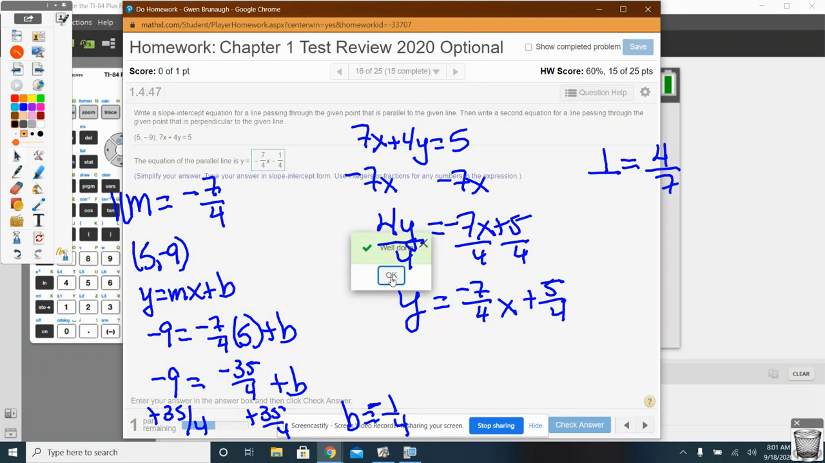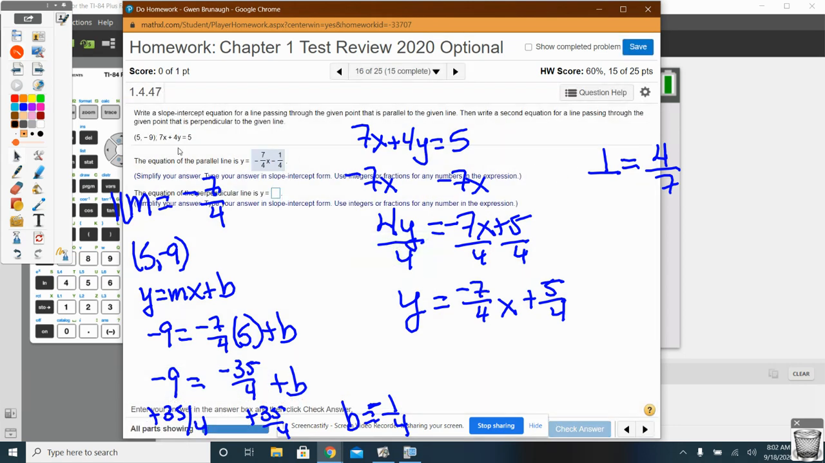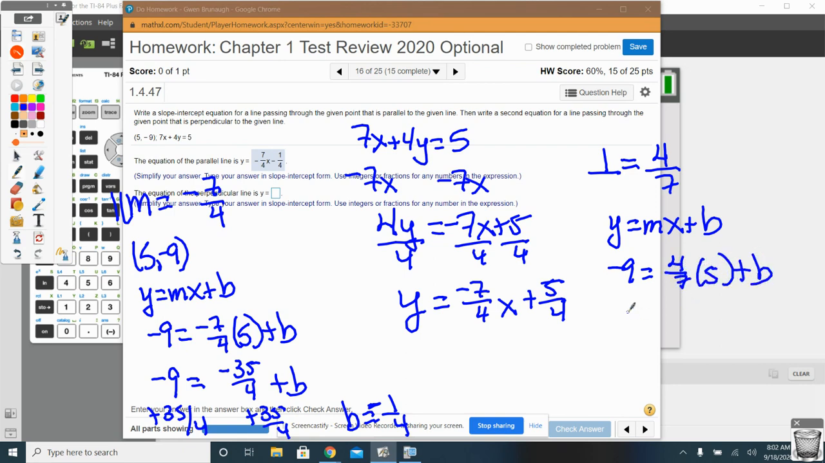Okay. Now let's do that perpendicular one. I already had the slope of 4/7, so I'm going to do y equals mx plus b here to figure out the y-intercept. Negative 9 is 4/7 times 5 plus b. That's negative 9 is 20/7 plus b. Subtract 20/7, negative 9 minus 20/7. Math 1. And it looks like negative 83/7 is my b value.